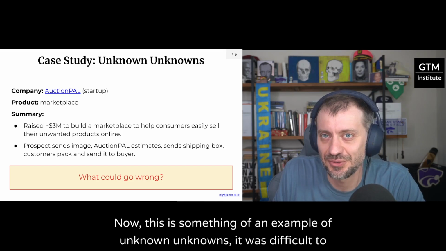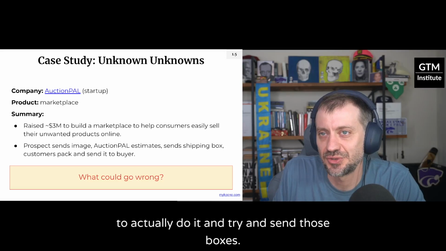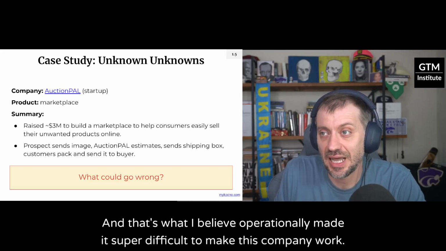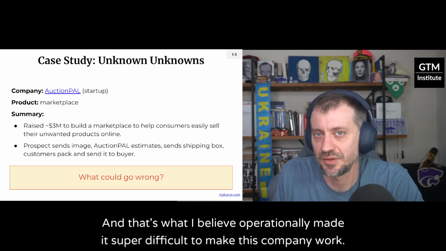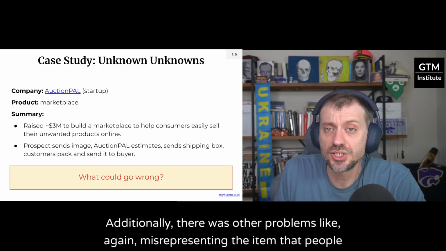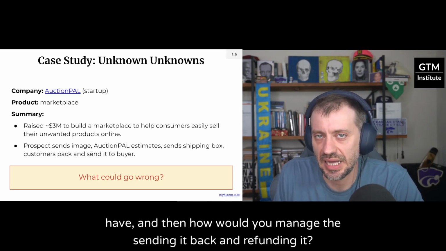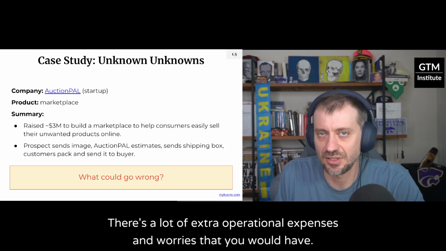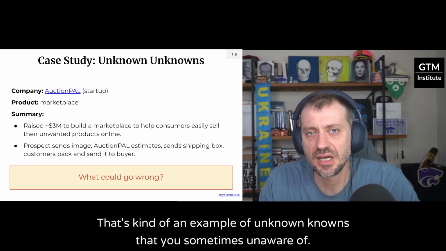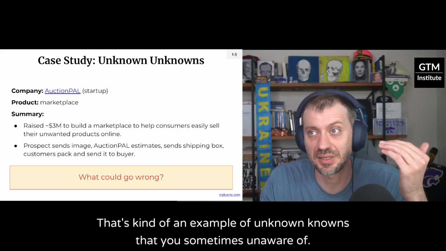It was difficult to understand the impact of this if you hadn't had an opportunity to actually try and send those boxes. And that's what I believe operationally made it super difficult to make this company work. Additionally, there were other problems, like misrepresenting the items that people have, and how you would manage sending it back and refunding. It's a lot of extra operational expenses and worries that you would have. So that's kind of an example of unknown knowns, things you are sometimes unaware of.